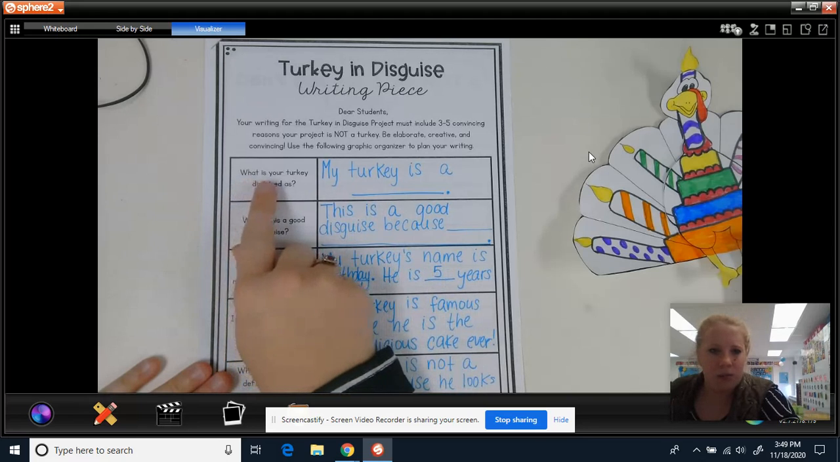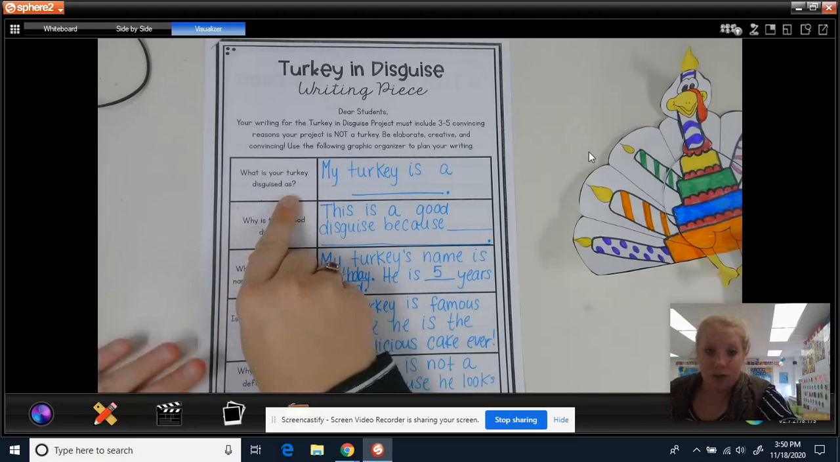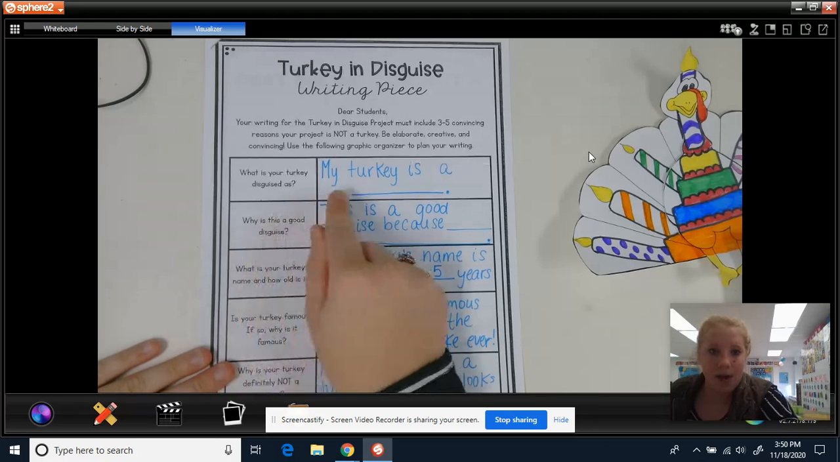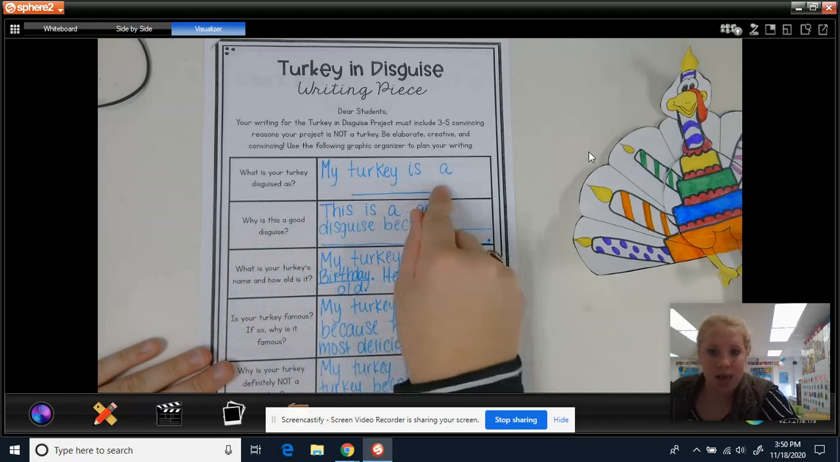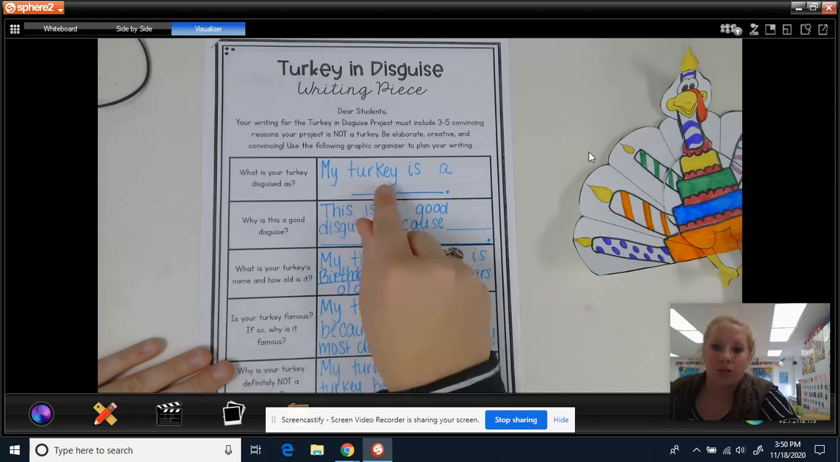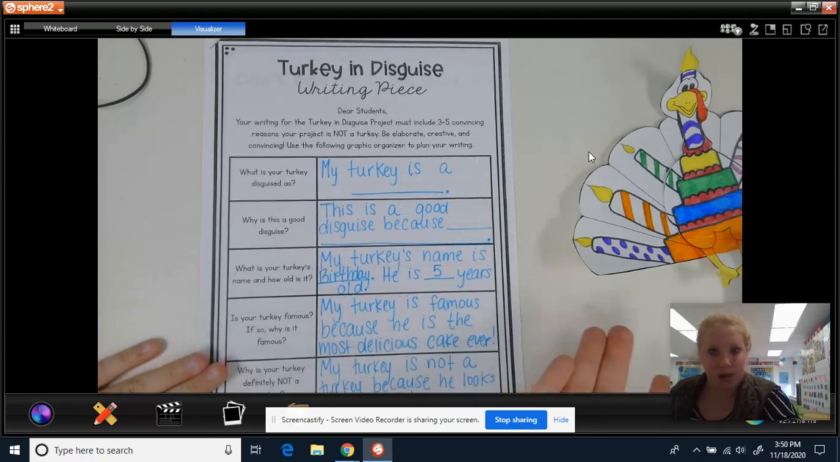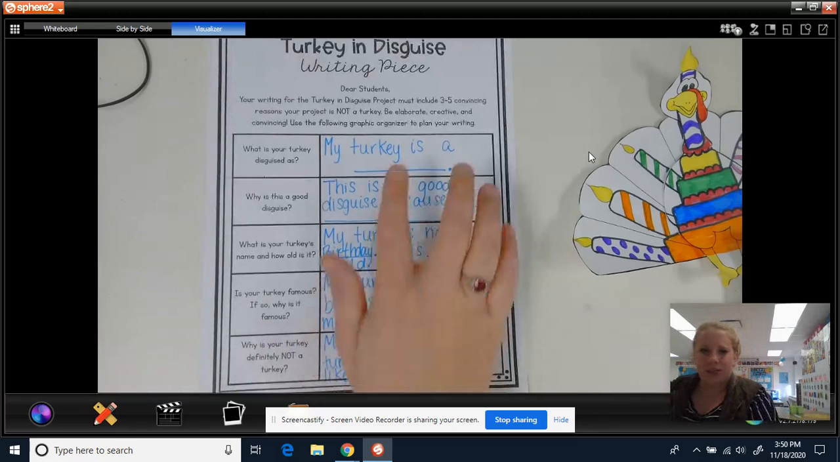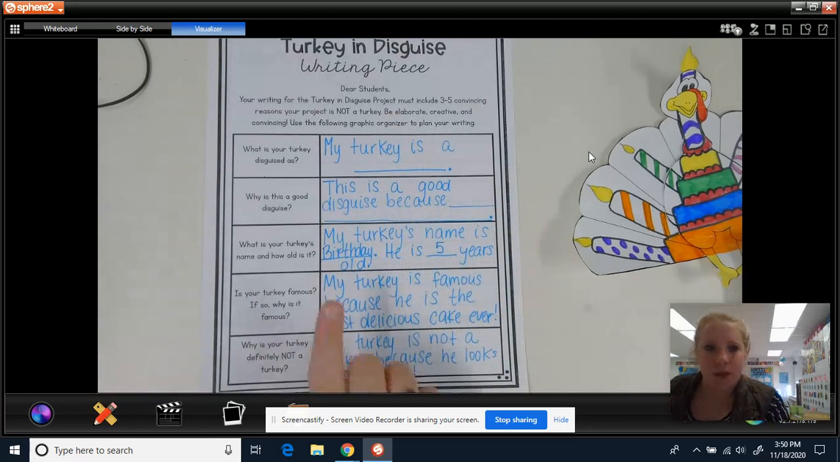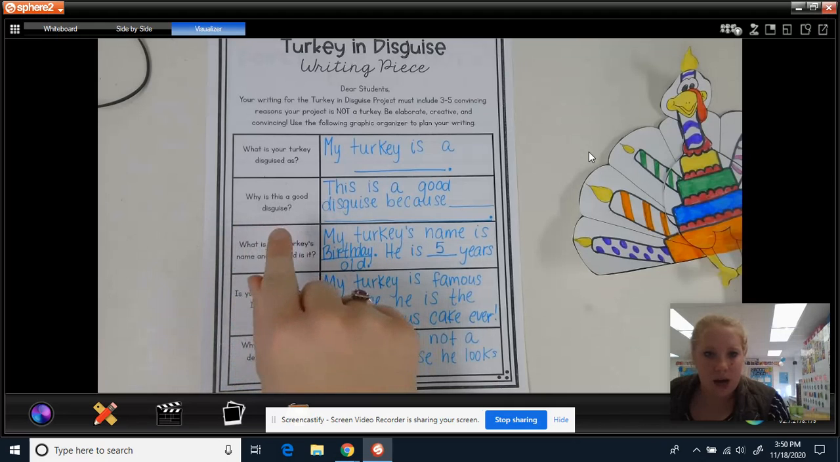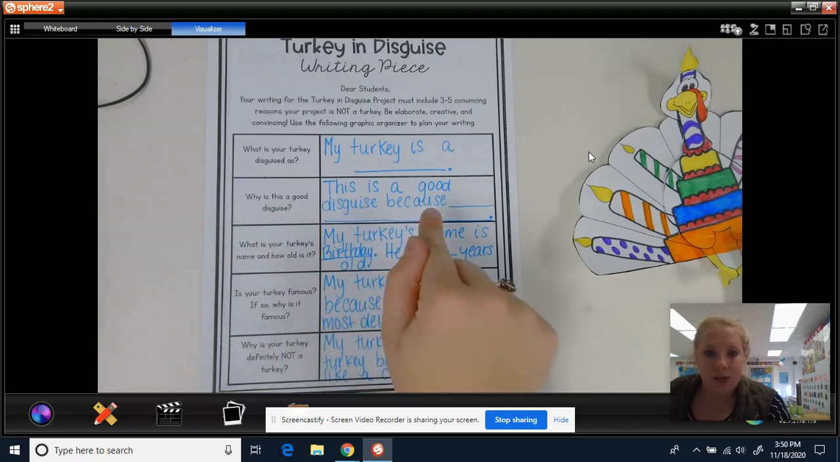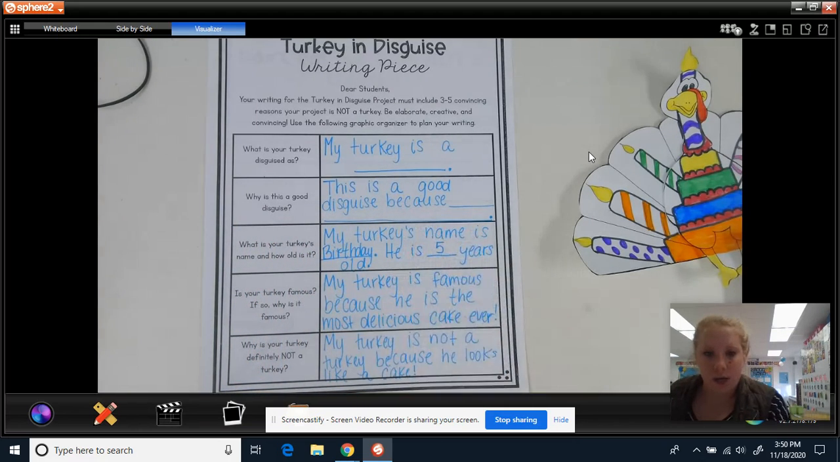This one says, what is your turkey disguised as? You would restate that question in a complete sentence and say, my turkey is a blank, or my turkey is disguised as a blank, and you would have to answer that. So these are sentence starters off to the right side. Why is this a good disguise? This is a good disguise because, and then you would answer that question.